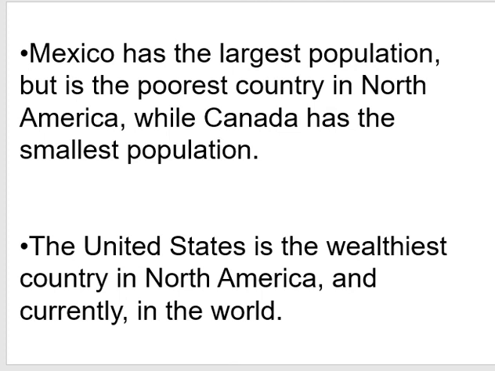Now, in the countries in North America, Mexico is said to have the largest population, but is the poorest country in North America, while Canada has the smallest population. But United States is the wealthiest, to be rich, the richest country in North America, not just in North America, but in the whole world. So United States is the wealthiest country in North America.